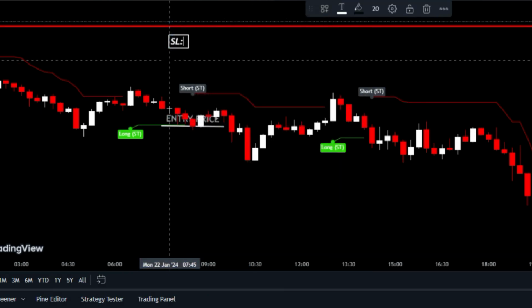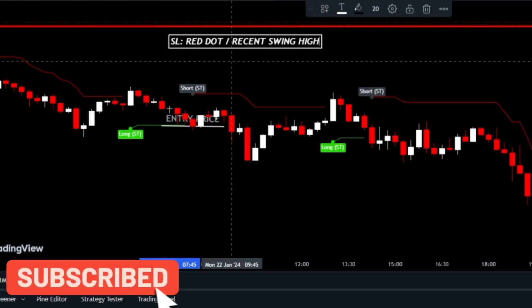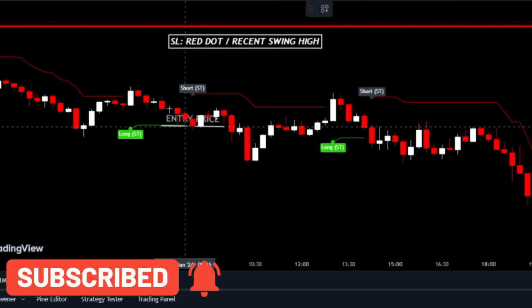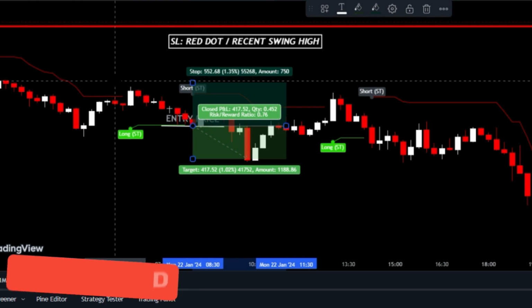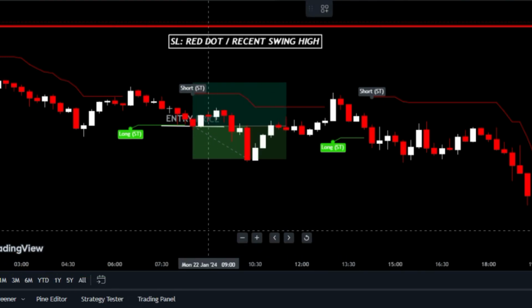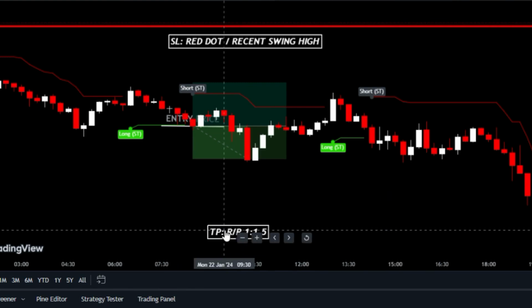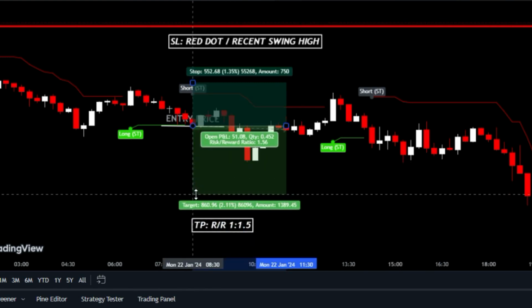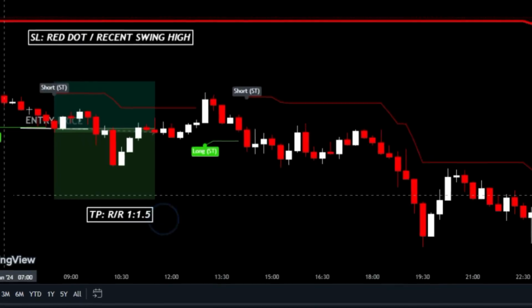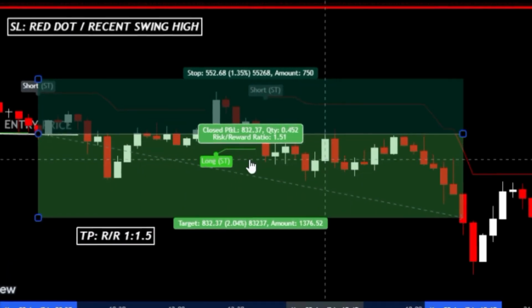To manage risk effectively, you can consider setting a stop loss at the red point of the Super Trend X4 indicator or above the recent swing high. This will help you to limit potential losses if the market moves against your position. Additionally, using a risk-reward ratio of 1 to 1.5 can be a fitting exit strategy, as it allows you to balance potential gains and losses in a prudent manner.